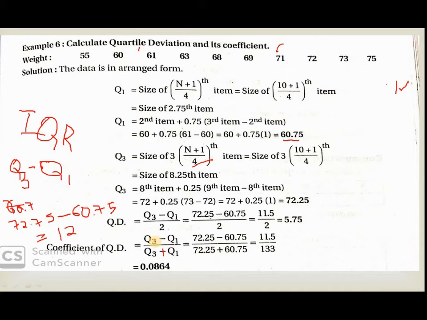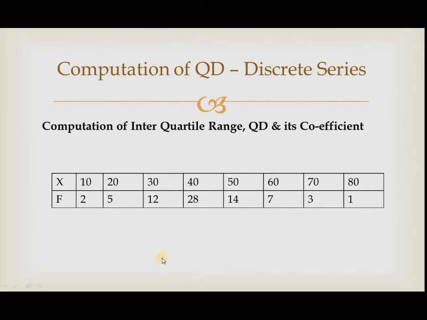We apply the same formula we used for Q1 and Q3 in quartiles. Everything is the same, just the quartile deviation formula changes. The interquartile range formula is Q3 minus Q1. The quartile deviation formula is Q3 minus Q1 divided by 2. And the coefficient of quartile deviation is Q3 minus Q1 divided by Q3 plus Q1. This is for the individual series.